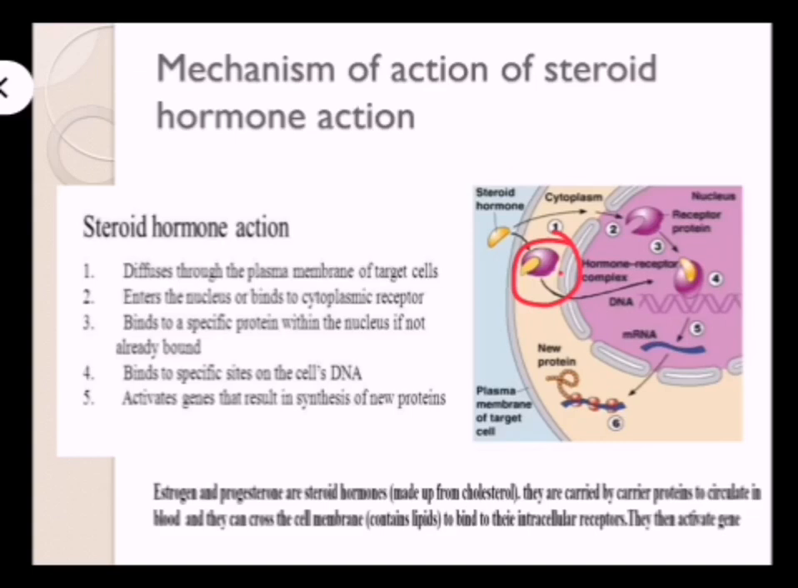Now, concerning the ovarian hormones, estrogen and progesterone, those hormones are steroid hormones. They are made up from cholesterol, and they are carried by carrier proteins to circulate in blood. They can cross the cell membrane that contains lipids to bind to their intracellular receptors, and they can then activate a certain gene and initiate transcription and translation.